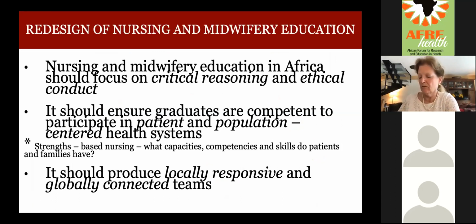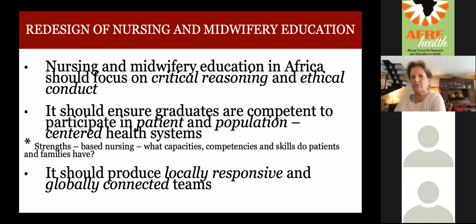Nursing and midwifery education in Africa should focus away from rote learning, from memorizing, to critical reasoning and ethical conduct. I always find that as a nurse, ethical conduct is even more important than even the science or the information that I have in my head. Am I conducting myself ethically? When I go back to the quote of this man who lost his wife, a nurse in Kenya, as a result of COVID, there was a lot of unethical conduct there from us, the very health workers who are there to help at the point of need.